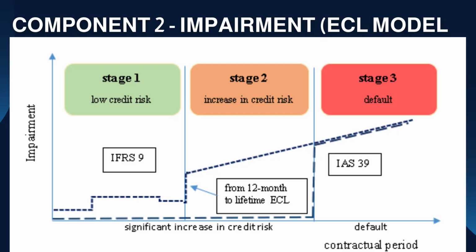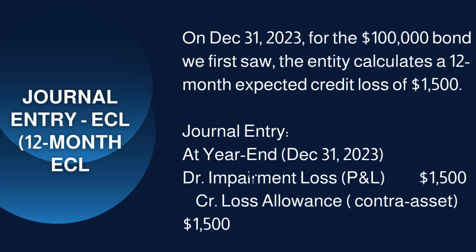Now, let's tackle impairment under the expected credit loss model. The journal entry depends on whether the instrument is in stage 1, 2, or 3. We'll look at a stage 1 example. This is a crucial entry. We debit an impairment loss in the profit and loss statement and credit a loss allowance account, which is a contra asset to the financial asset, reducing its carrying value on the balance sheet.